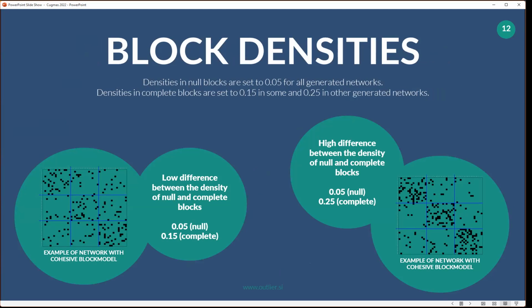We also assume different block densities. We have two scenarios for this. The first is called low difference between the density of null and complete blocks. Here we assume 5% density in null blocks and 15% density in complete blocks. And in the second scenario, high difference between the density of null and complete blocks, we assumed 5% density in null blocks and 25% in complete blocks. We have an example of cohesive block model type here and here with different block densities. You can see that these complete blocks are much sparser than these complete blocks here. So we can expect that block modeling approaches will work better here because the density between complete and null blocks is much different.